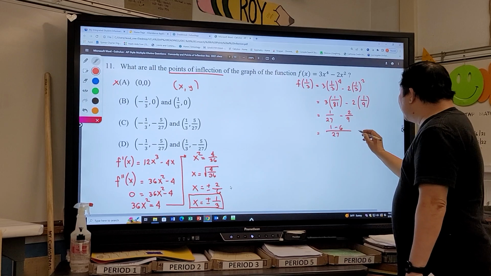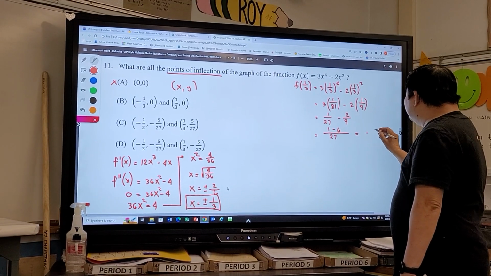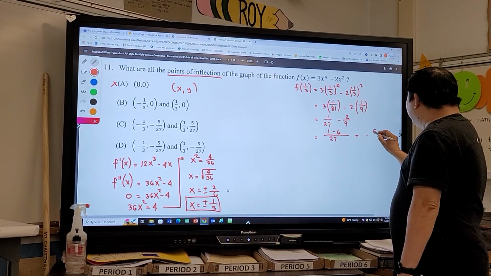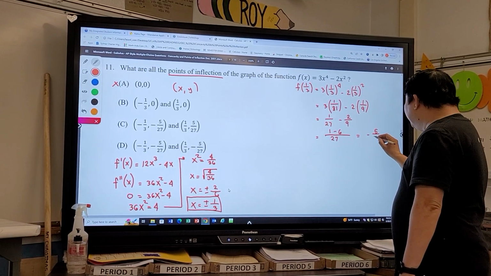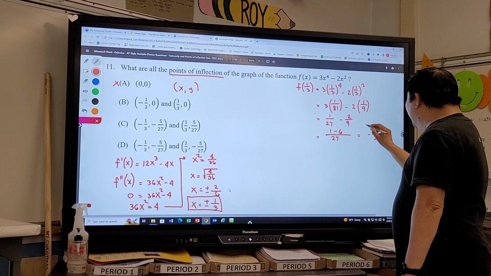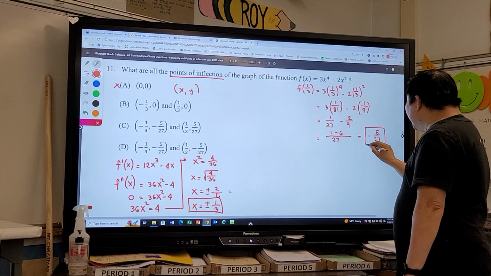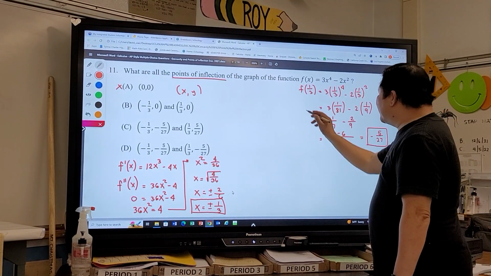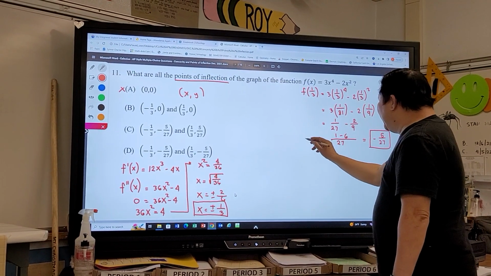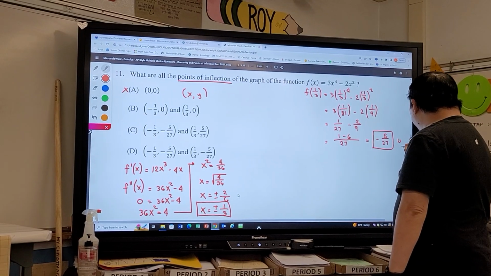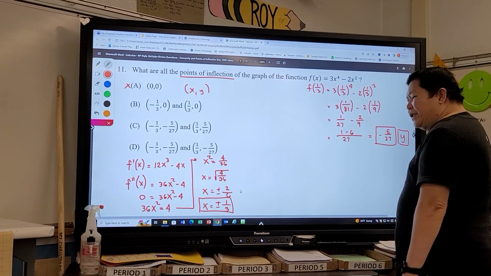So what's our final answer right here? Negative 5/27. This is the value of, what is this particularly? It's the y. Very good. So this is the value of y. Okay? It's the value of y.